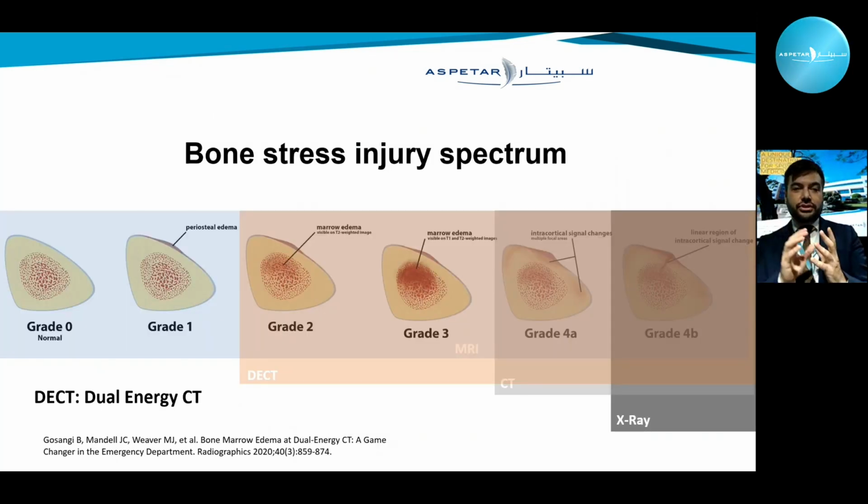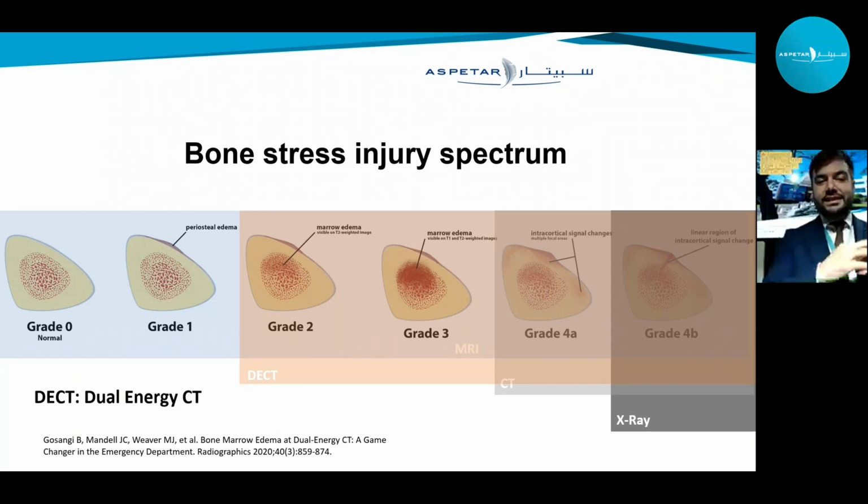I will just mention a little bit about a new technology called dual energy CT. It's a subtype of CT scan that is able to detect bone marrow edema. So potentially, in certain settings, in some departments and hospitals, it may have a role in the future. It could detect grade 2 and grade 3 injuries.